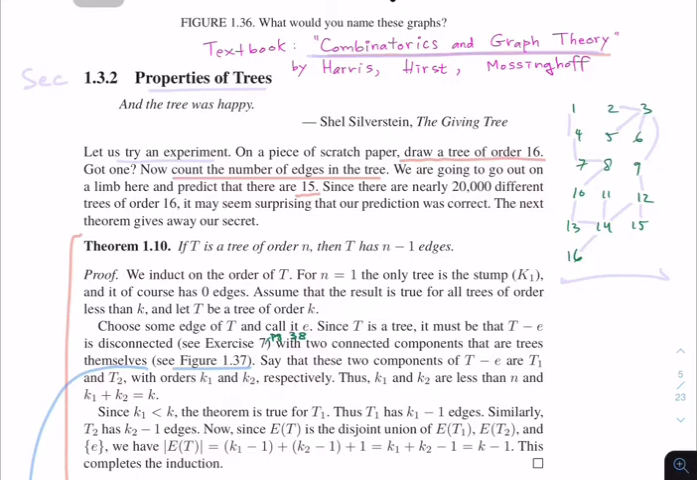And yep, so now let's count the number of edges. I have 1, 2, 3, 4, 5, 6, 7, 8, 9, 10, 11, 12, 13, 14, 15. We have 15, which is 16 minus 1. This is true in general. So if T is a tree of order n, T has n minus 1 edges.